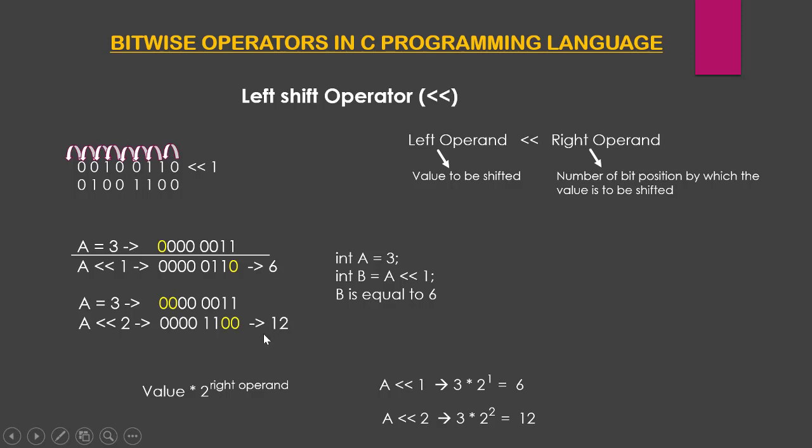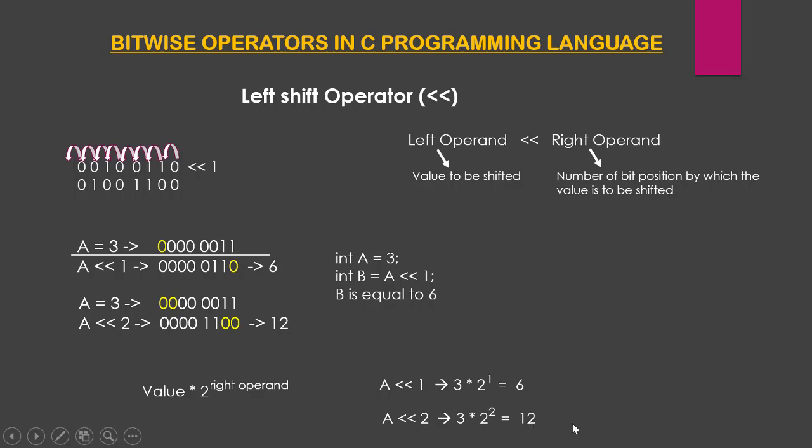Another way to calculate left shift is by multiplying by 2 raised to the power of the right operand. A left shift 1 is equivalent to A multiplied by 2 raised to the power of the right operand, which is 1. A left shift 2 is equivalent to A multiplied by 2 raised to the power of 2, which is the right operand, and it's equal to 12.